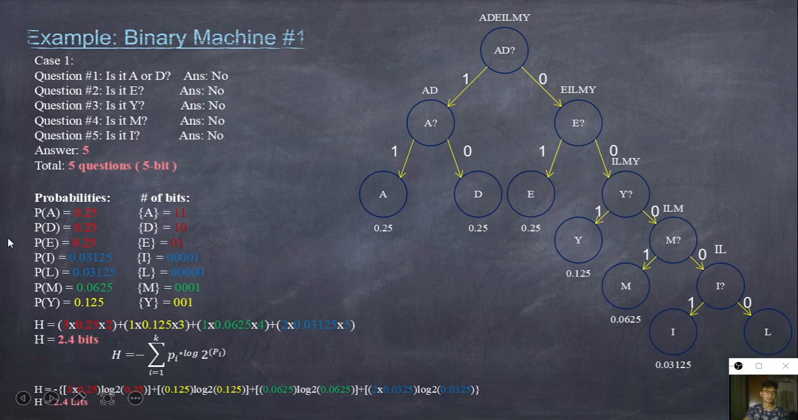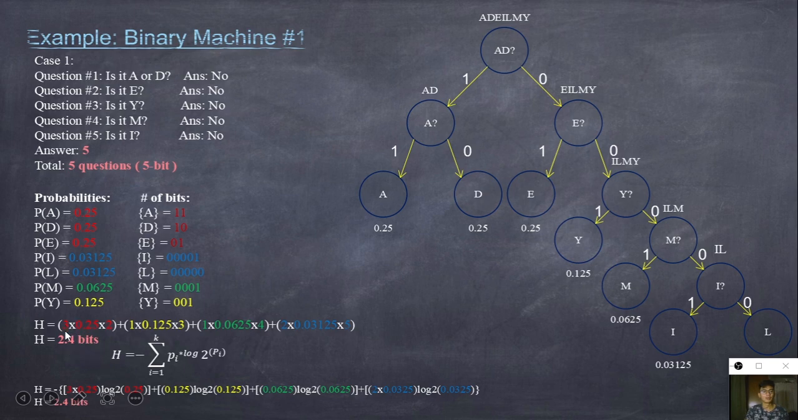Now we will solve for its entropy. Entropy is represented by the letter H. H is equal to 3 times 0.25 times 2, plus 1 times 0.125 times 3, plus 1 times 0.0625 times 4, plus 2 times 0.03125 times 5. It results in H equal to 2.4 bits.